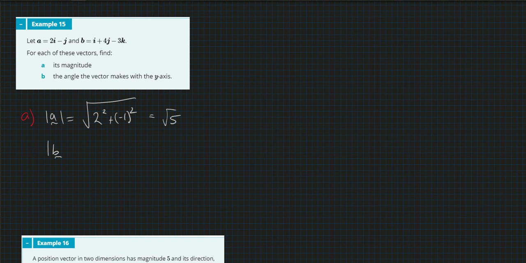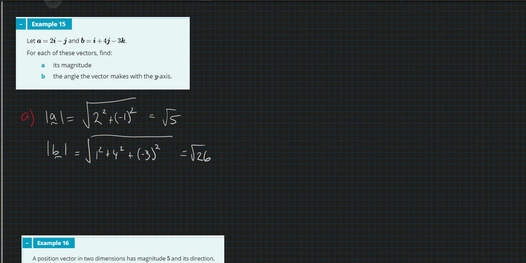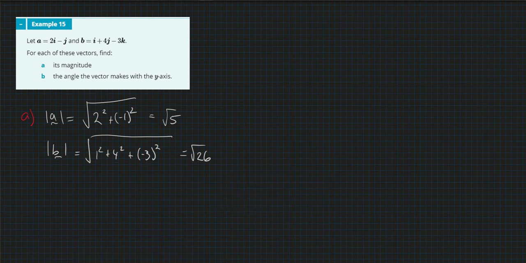And the magnitude of B is equal to the square root of 1 squared plus 4 squared plus minus 3 squared. Now I can draw my line. 9 plus 16, 25, equals square root of 26. So what angles do they make with the y-axis? Using that rule, let me add a little bit more room here.